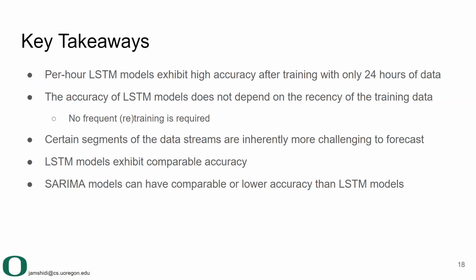Therefore, the key takeaways that I can talk about are: the per-hour LSTM models exhibit a higher accuracy after training with only 24 hours of data. The accuracy of LSTM models does not depend on the recency of training data, and it means that we do not need to retrain our models frequently. Certain segments of our data streams, as you saw, are inherently more challenging to forecast. However, all of these LSTM models exhibited comparable accuracy across all different target hours. Our SARIMA models can have comparable or even lower accuracy than LSTM models in some cases.